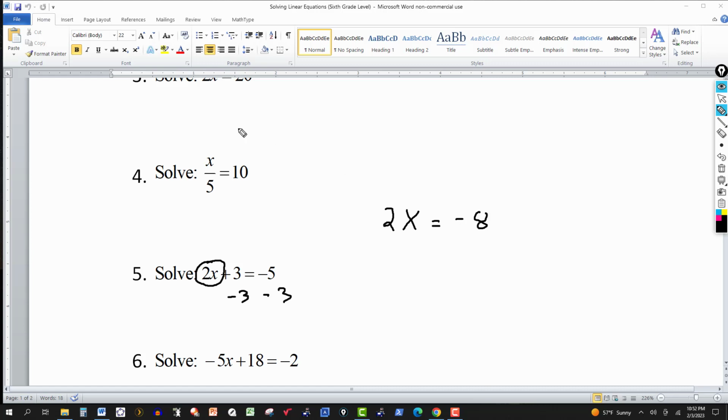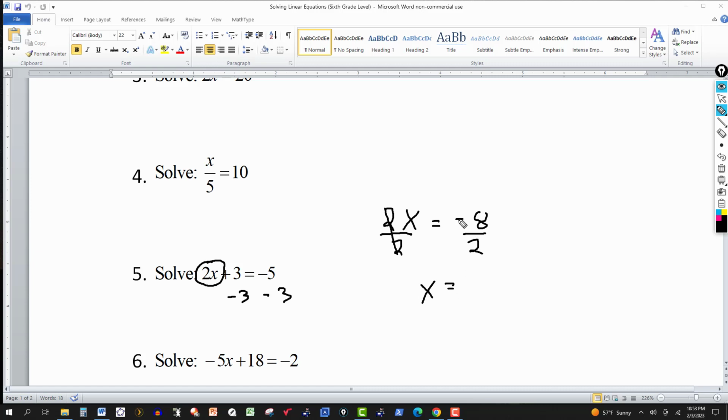Now it looks like the other ones that we did earlier. 2 times x is equal to negative 8. We're still looking for x. We don't have x yet because we have this number here. So it's 2 times x. Let's do the opposite. Let's divide by 2. Whatever you do to one side, you do to the other side. So now these divide out. And that just gives me 1x, or just plain x.